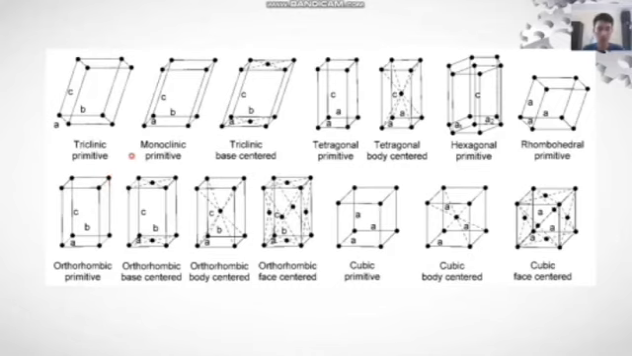This is the picture of triclinic primitive, monoclinic primitive, monoclinic base center, tetragonal primitive, tetragonal body center, hexagonal primitive, rhombohedral primitive, orthorhombic primitive, orthorhombic base center, orthorhombic body center, orthorhombic face center, cubic primitive, cubic body center, cubic face center.